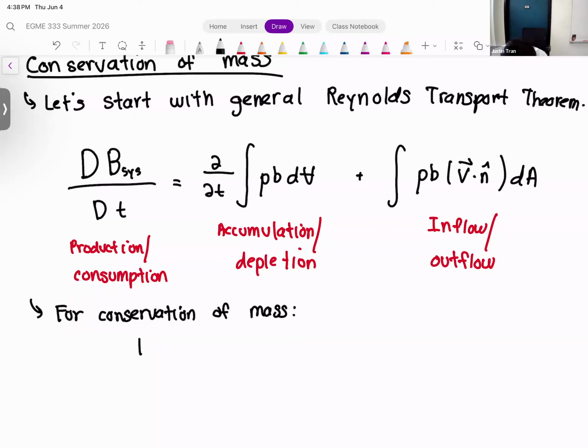Okay? So first, the first substitution that we're going to make is we're going to set our extensive property capital B equal to mass, okay? Because that is what we're applying it to, right? That means little b, which remember the way that we define little b here is big B divided by mass. And so mass divided by mass is, in this case, just 1.